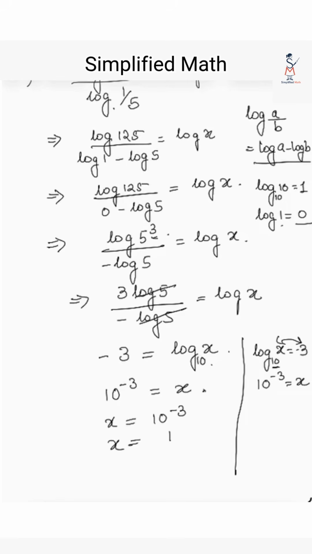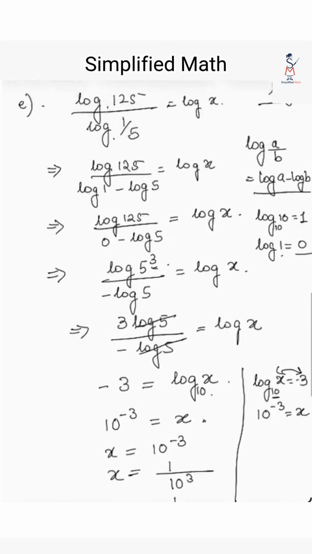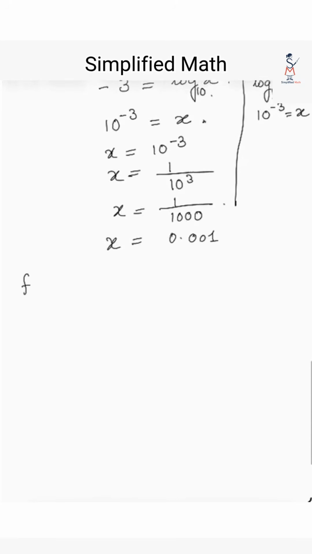10 raised to the power minus 3 is 1 by 10 raised to the power 3. That is the exponents rule: anything raised to the negative power will be reciprocated and the power will become positive. That is 1 upon 1000. Now 1000 in decimal point is 0.001. So this is the value of x. Now we have done this E1. Now we will see the F1. What is the F1?